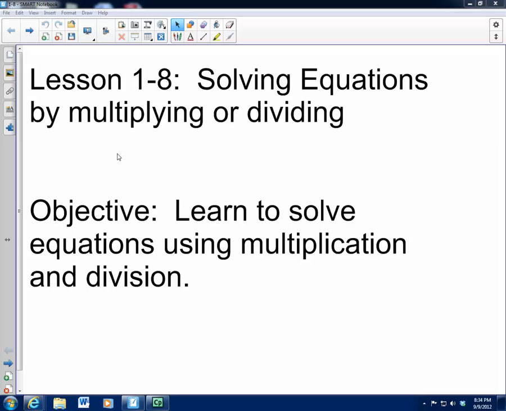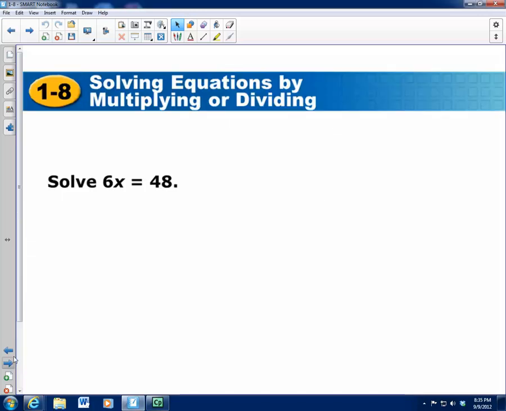Alright, for lesson 1-8, we're going to be discussing solving equations with multiplying and dividing, which is very similar to what we did in the last lesson, with the exception that we're going to be multiplying and dividing this time instead of adding and subtracting. So let's go ahead and take a look at our next slide.